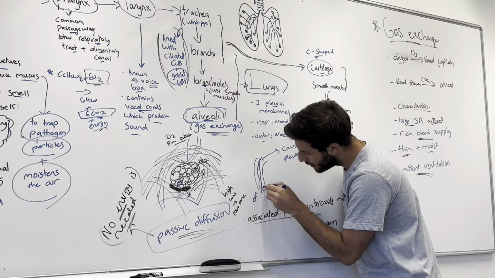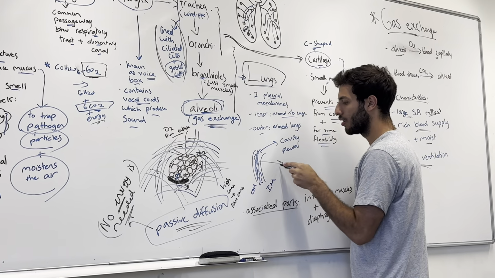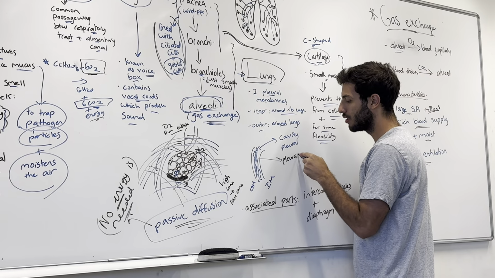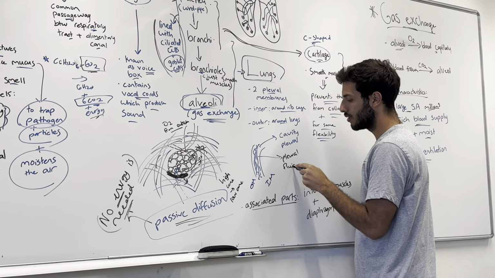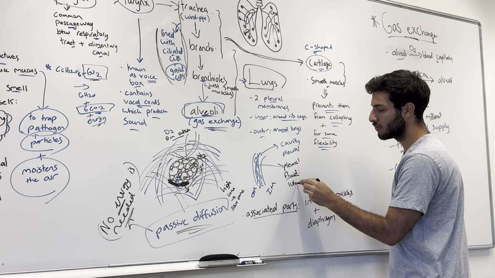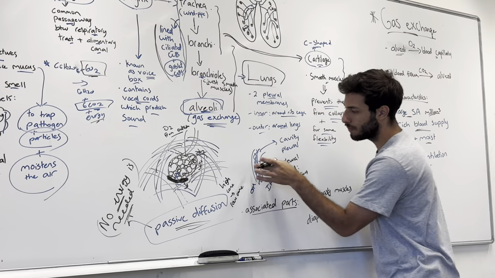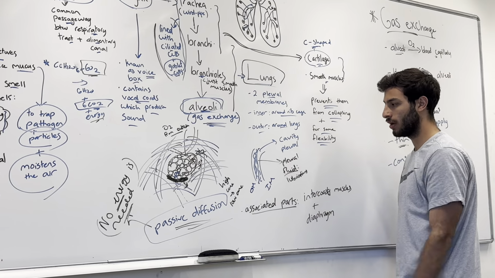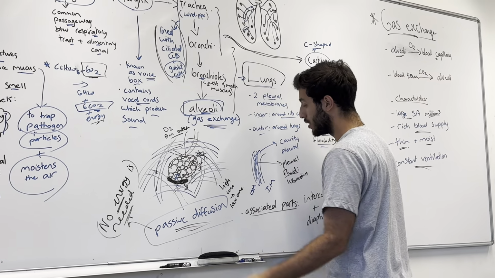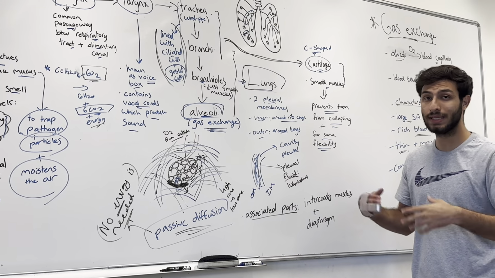Now what is it filled with? It's filled with something called pleural fluid. Now what is the role of it? It's just lubrication and prevents the friction between these two membranes while breathing. And now we have some associated parts with the lungs that ease the breathing process.